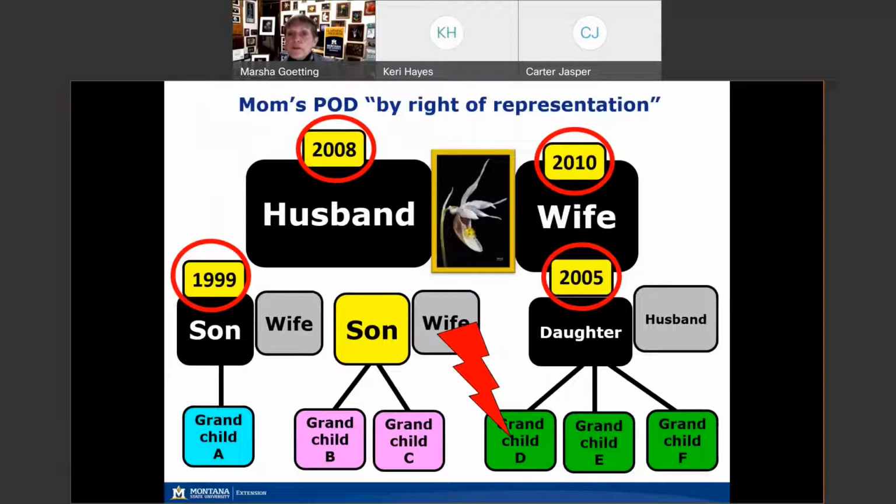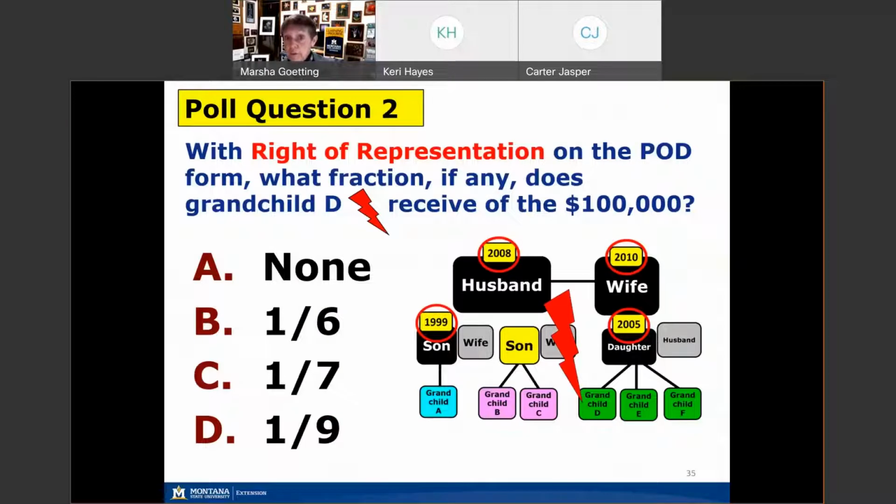You're looking at this particular example, and we've got grandchild D. And what I want to know is, if it's by right of representation, what fraction of that $100,000 certificate of deposit would grandchild D receive, if any? So we've got none, 1/6, 1/7, and 1/9. With right of representation on the POD form, what fraction does grandchild D receive of that?